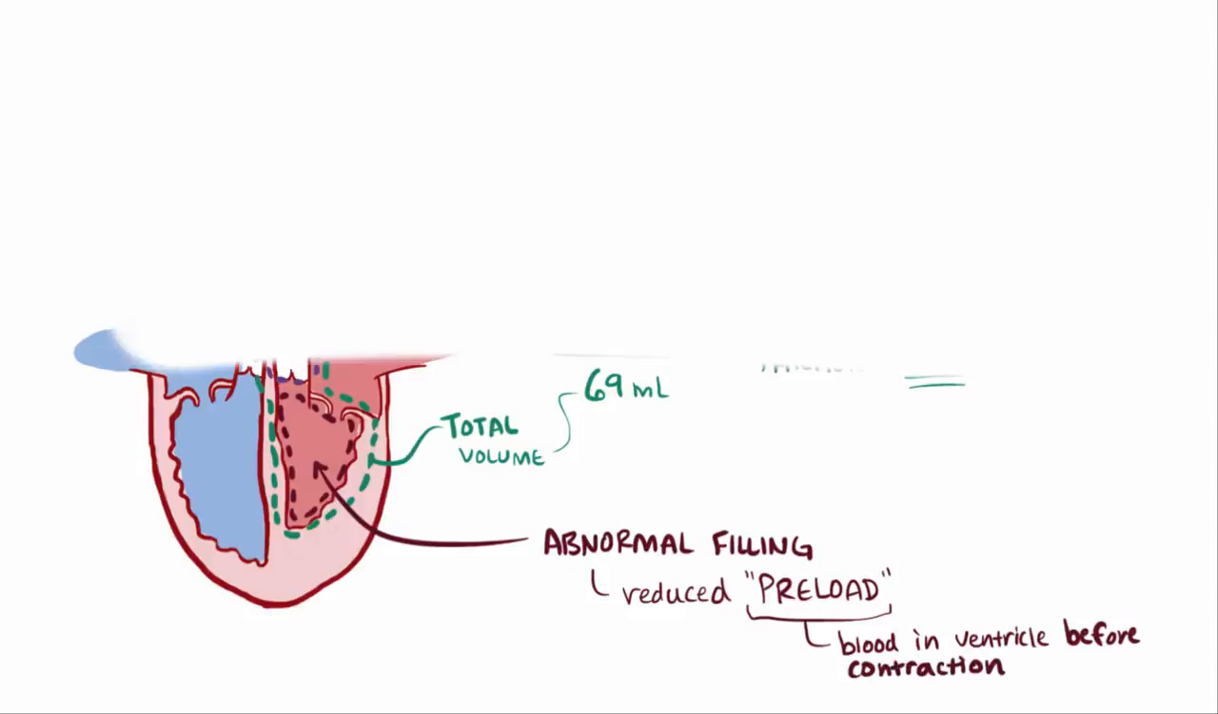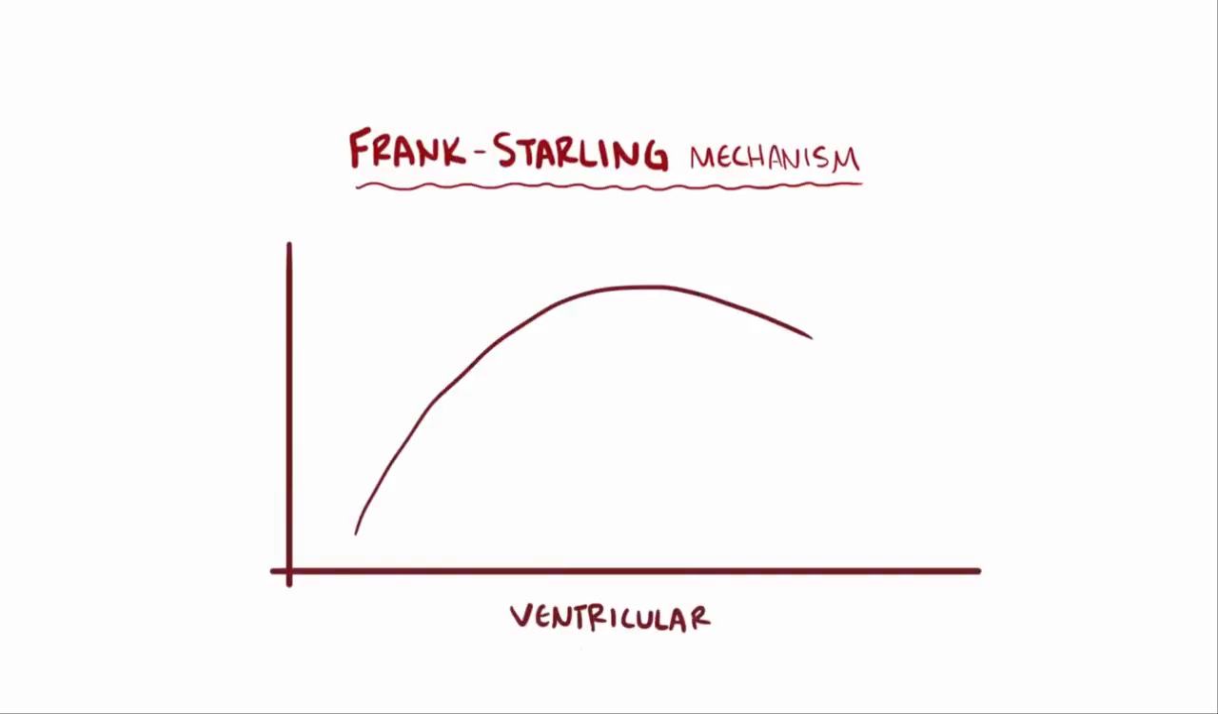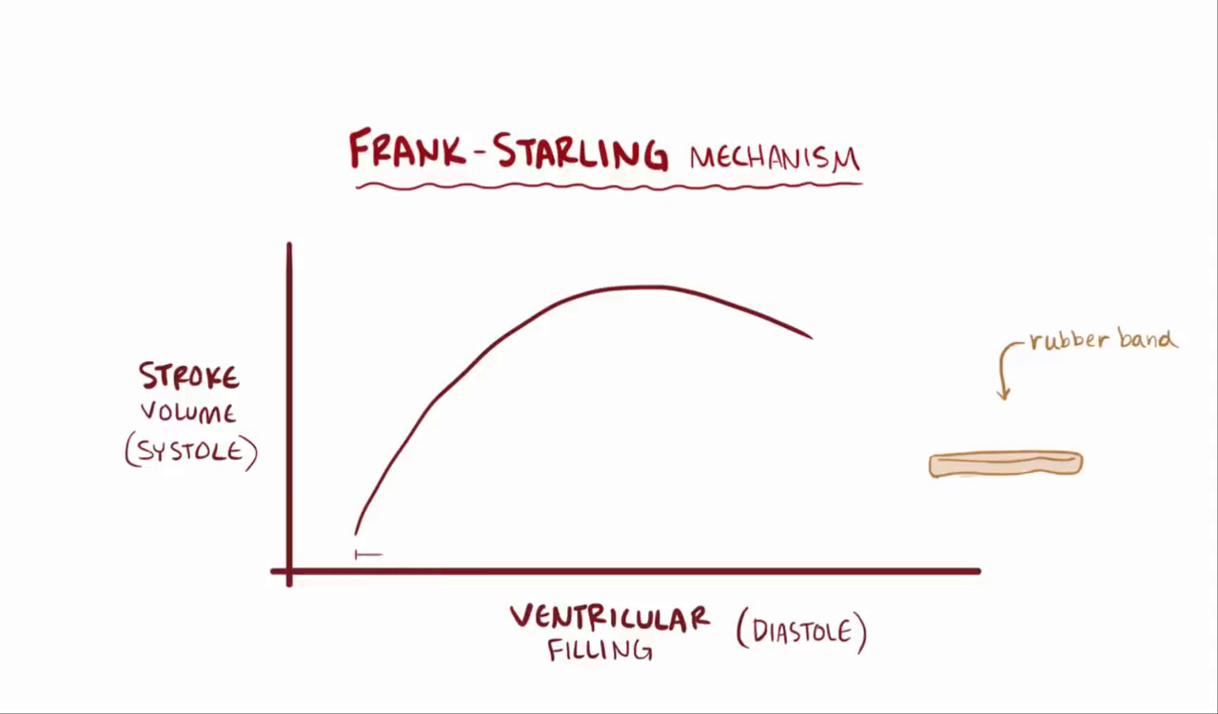An important relationship between systolic and diastolic function is the Frank-Starling mechanism, which basically shows that loading up the ventricle with blood during diastole and stretching out the cardiac muscle makes it contract with more force, which increases stroke volume during systole. This is kind of like how stretching out a rubber band makes it snap back even harder, except that cardiac muscle is actively contracting, whereas the rubber band is passively going back to its relaxed state.